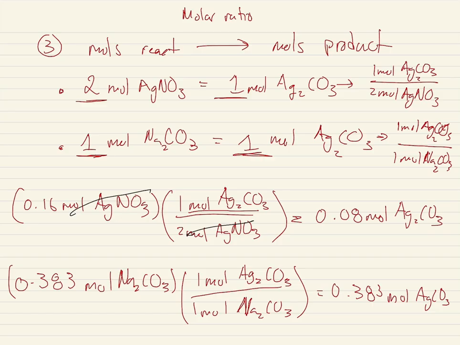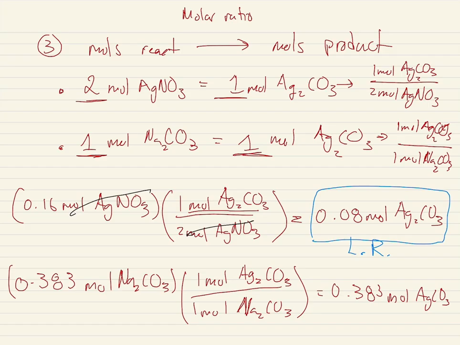So which one of these is the limiting reactant? Top or bottom? Top, right? Why is the top the limiting reactant? Because it's less. It makes less moles of the product, which means that the maximum amount we can make is whatever makes less. We don't have enough silver nitrate to make more of our product in this solution. So this is our limiting reactant.